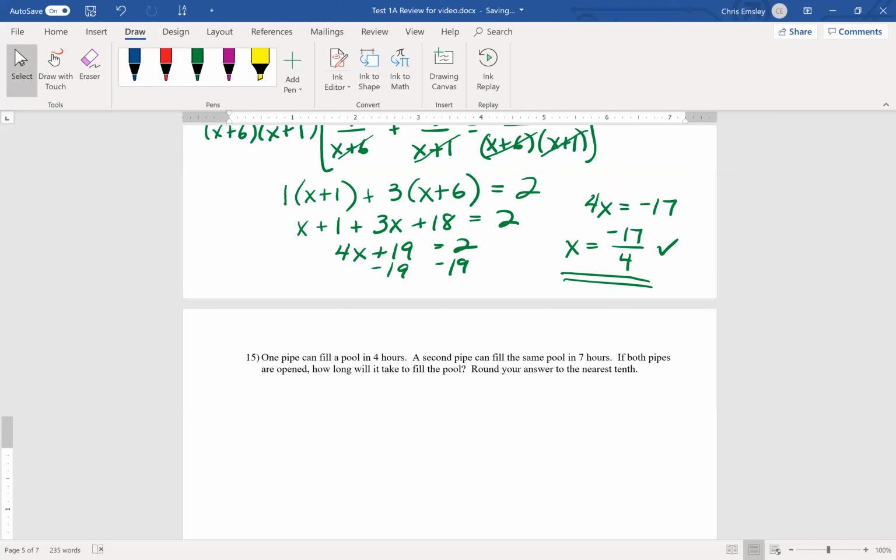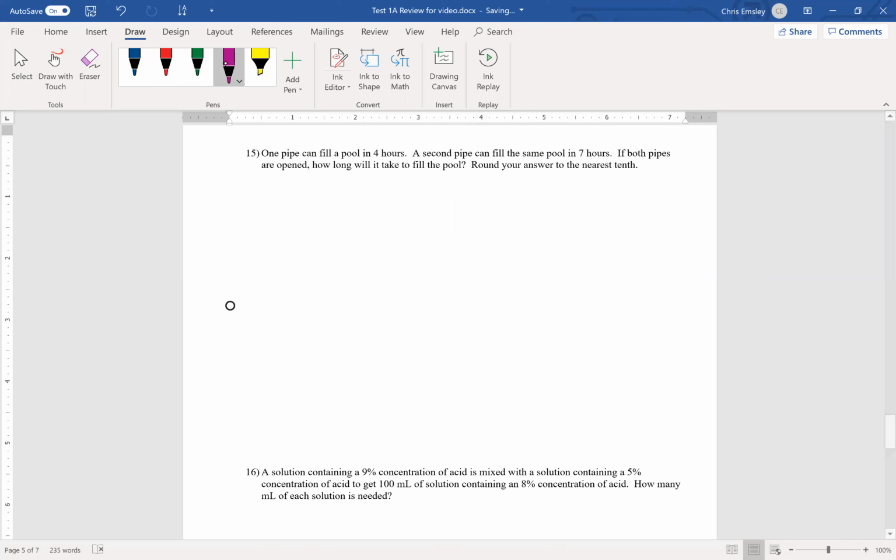Okay, word problem. This is a work type problem where we have sometimes 2 people or 2 pieces of equipment doing a job, and then how long it takes for them to do that job together. So in this case, we have 1 pipe can fill a pool in 4 hours, a second pipe can fill the same pool in 7 hours. If both pipes are open, how long will it take to fill the pool?